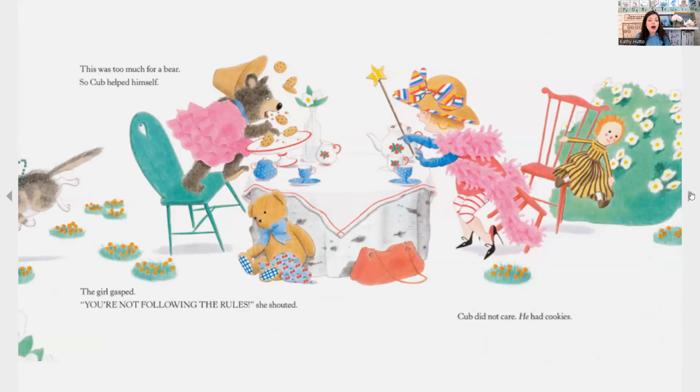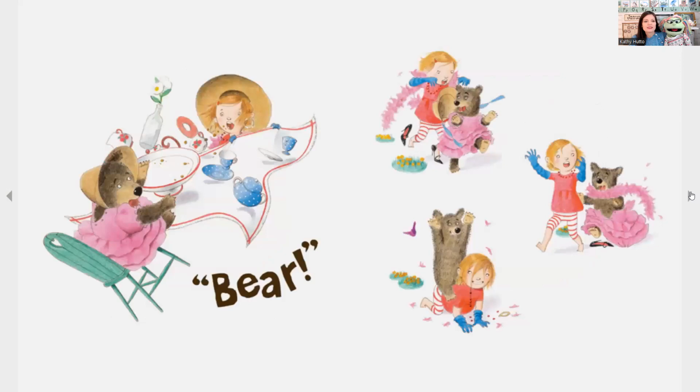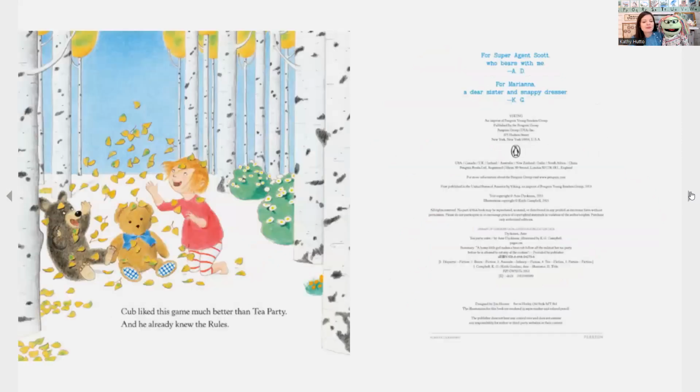So Cub helped himself. The girl gasped. "You're not following the rules," she shouted. Cub did not care. He had cookies. Soon only one cookie was left. The girl sniffled. "I really wanted cookies too," she said. Cub knew how that felt. He gave the girl the last cookie. But the girl did not eat daintily. She said, "We're not playing tea party anymore. Now we're playing bear." Cub liked this game much better than tea party, and he already knew the rules.